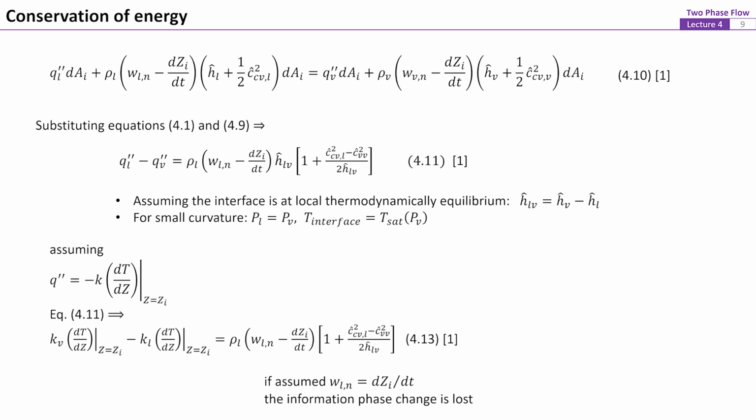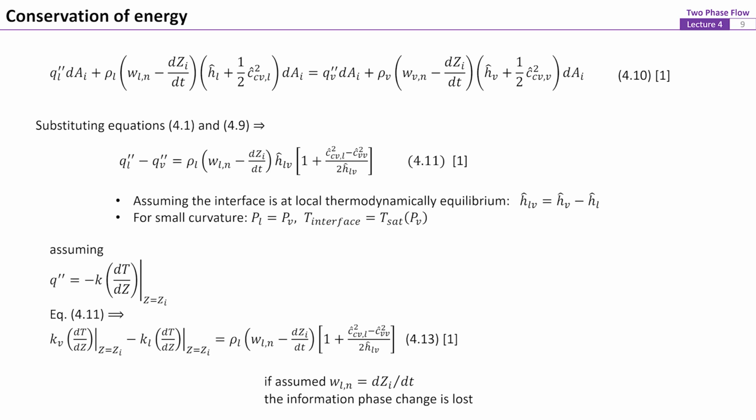Furthermore, if we assume that the heat transfer across the boundaries of the control volume is mainly contributed by conduction, by applying Fourier's law, equation 11 can be rearranged to equation 13. It is worthwhile noting that if the velocity of the liquid surface is assumed to be equal to the moving velocity of the interface, the right-hand side of equation 13 becomes 0.